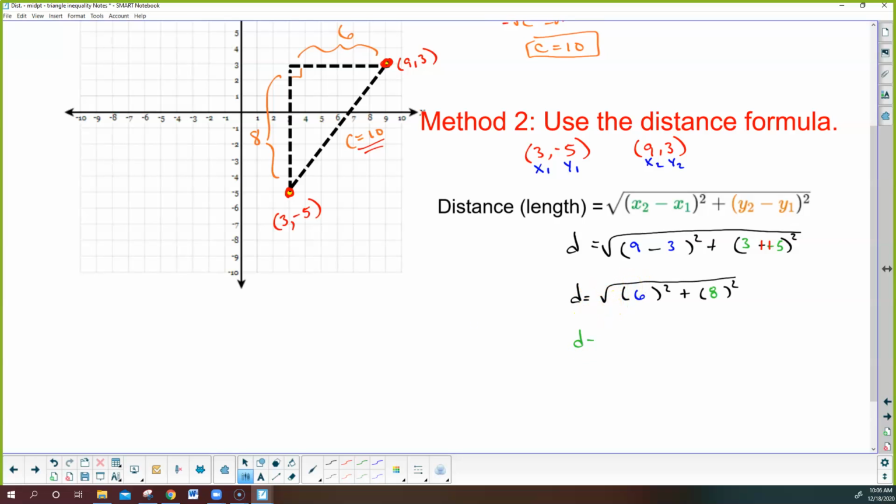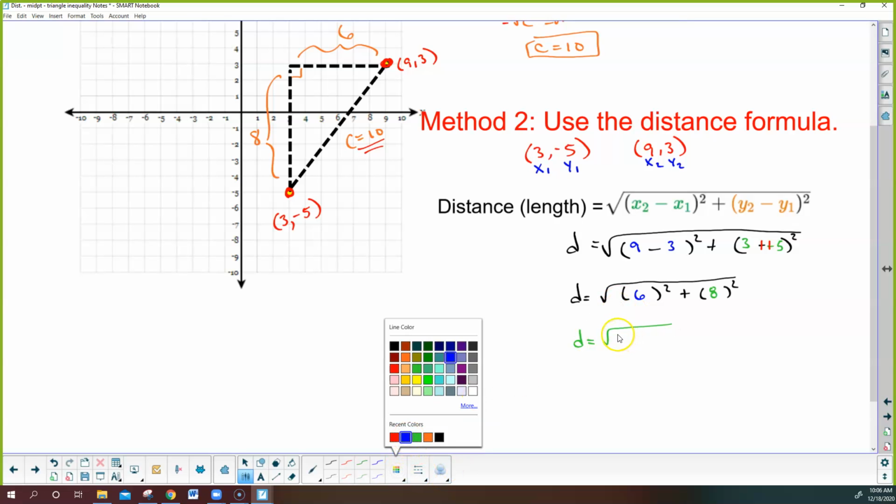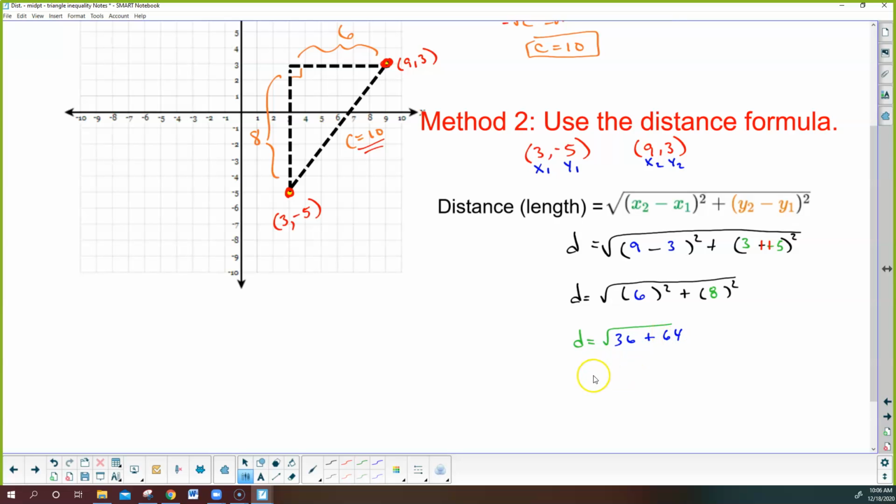All right, so then what do we have? We've got the square root of 6 squared, I said that wrong. 6 squared is 36, 8 squared is 64, and notice it's the exact same work. If my answer wasn't a nice perfect square, then I would have to break it down and reduce, just like we did. So those are two ways that you can do the distance formula.